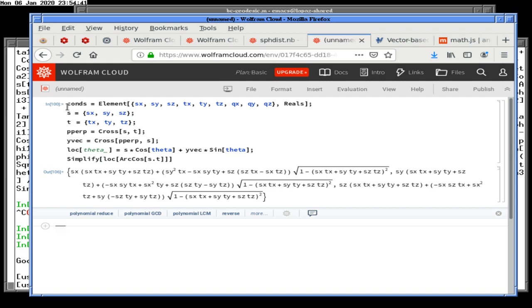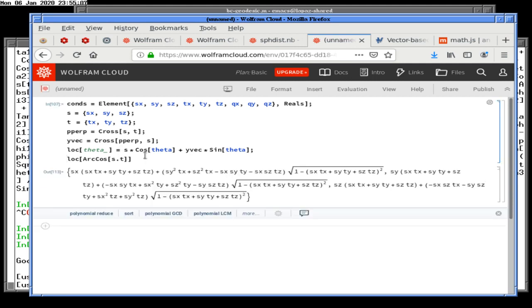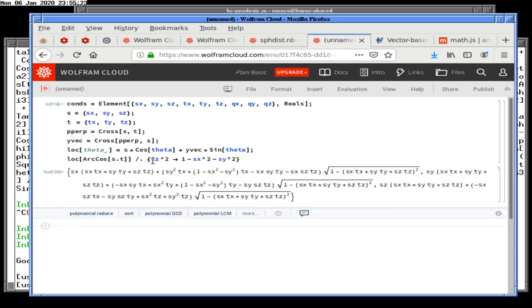Now, I guess the other thing we need to know here is the norm of S and T are both 1. Already getting kind of ugly. But all right, let's do this. Simplify. Well, first we'll take the arc cosine of this before we simplify. And then SZ squared is another way, you can always say it is 1 minus SX squared minus SY squared, because we know that the norm is 1. Did that help any? Doesn't really look like it, but okay.